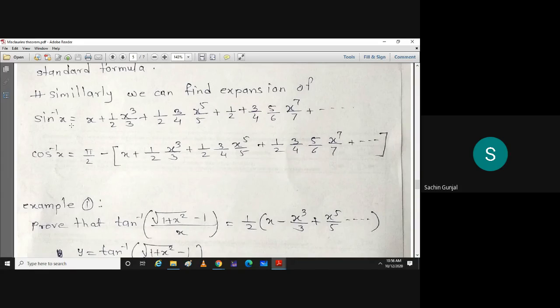We know that 1 plus x raised to n is equal to 1 plus nx plus n into n minus 1 by 2 factorial x square plus n into n minus 1 into n minus 2 upon 3 factorial x cube and so on. In our case x is minus x square, and n is minus half. Likewise we expand, and then you integrate it between the limits 0 to x. You will get this expansion.